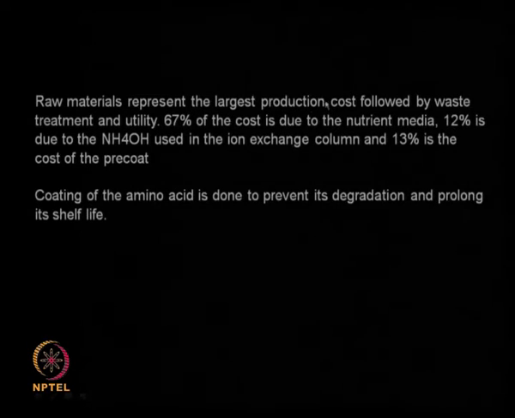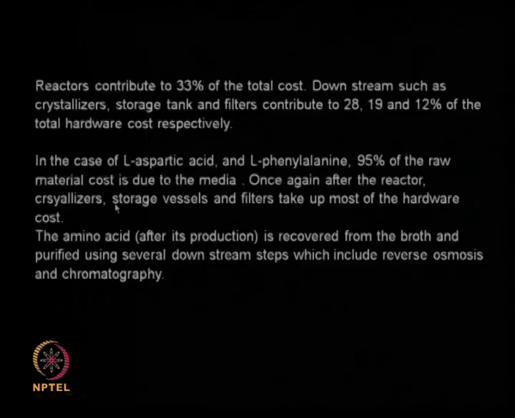Raw materials contribute the largest share of the production cost, and the remainder is waste treatment and utilities. So, 67% of the cost is due to the nutrient media, 12% is because of ammonium hydroxide used in the ion exchange column, 13% is the cost of pre-coating. Why do you pre-coat? You want to pre-coat all these amino acids because you want to prolong their shelf life and prevent degradation. That is why you need to pre-coat these amino acids, and about 13% of the cost is because of the coating of this amino acid product.